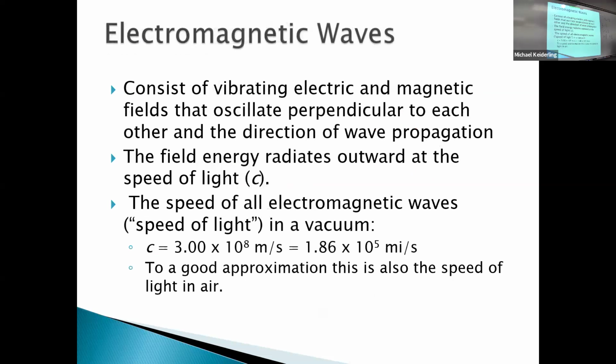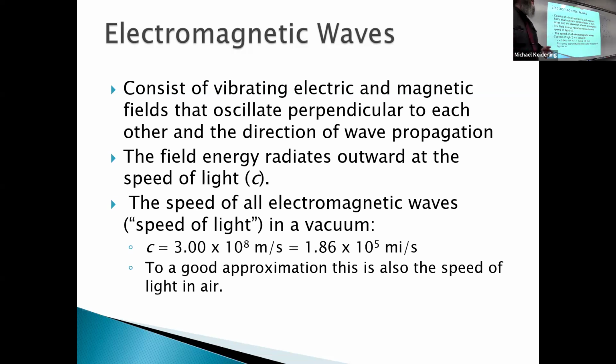So let's talk about electromagnetic waves. Right now, you are observing electromagnetic waves. Your eyes detect electromagnetic waves in a small slice of wavelengths. So electromagnetic waves consist of vibrating electric and magnetic fields that oscillate perpendicular to each other and to the direction of wave propagation.